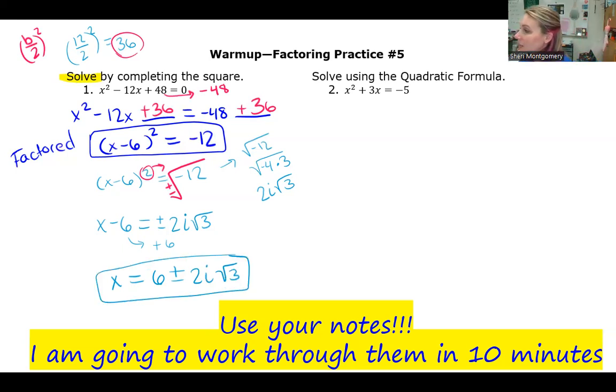Because it is a negative answer, remember the solutions, the x-intercepts, is where the graph crosses the x-axis. This has an imaginary solution. So does it cross the x-axis? No, it does not cross the x-axis. So we have no real solutions because it's imaginary. So that is a quick recap of completing the square.